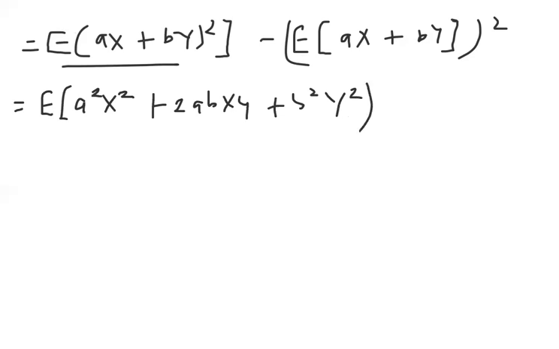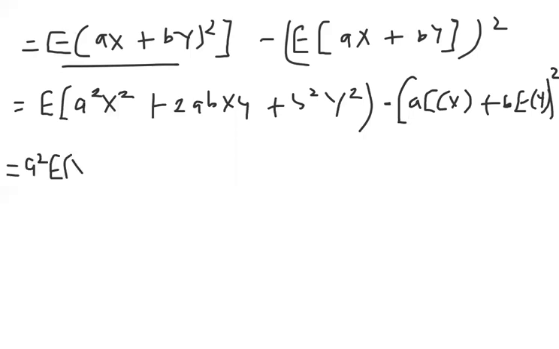And the second component of it is going to be minus a expectation of X plus b expectation of Y all squared. Great. So when I expand this expression, I'm going to have it as equals to a squared expectation of X squared plus 2ab expectation of XY plus b squared expectation of Y squared.